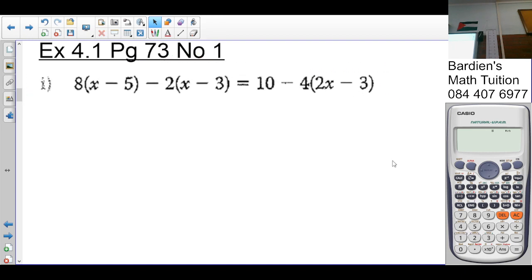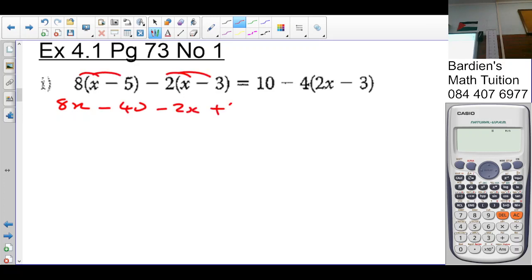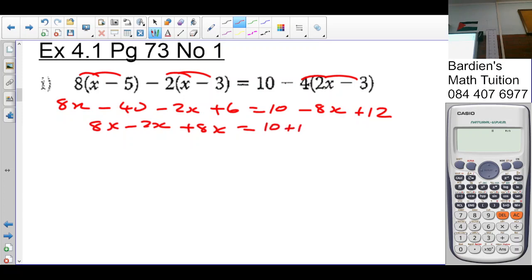Okay. People, who asked for I? Right, go for it. 8x, yes? Minus 40, yes? 10? Minus 8x? Nice! Right, carry on. 8x minus 2x? Good, equals? Minus 6. You wrote minus. Okay, good.